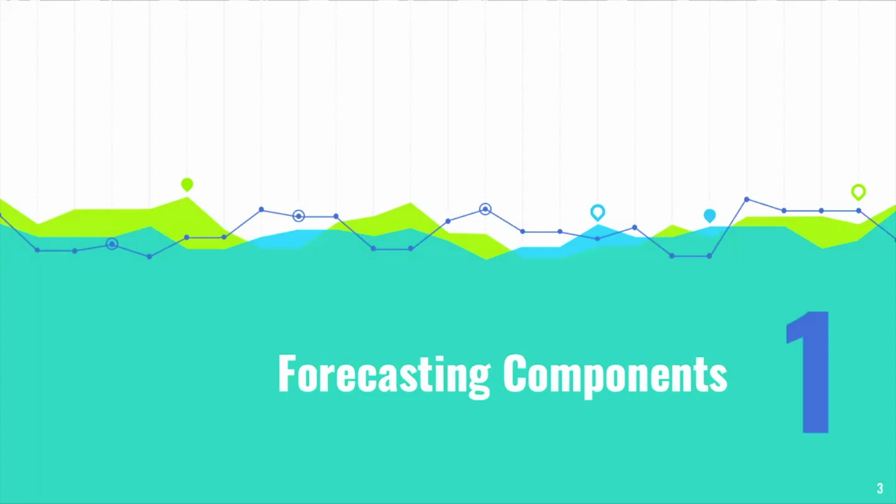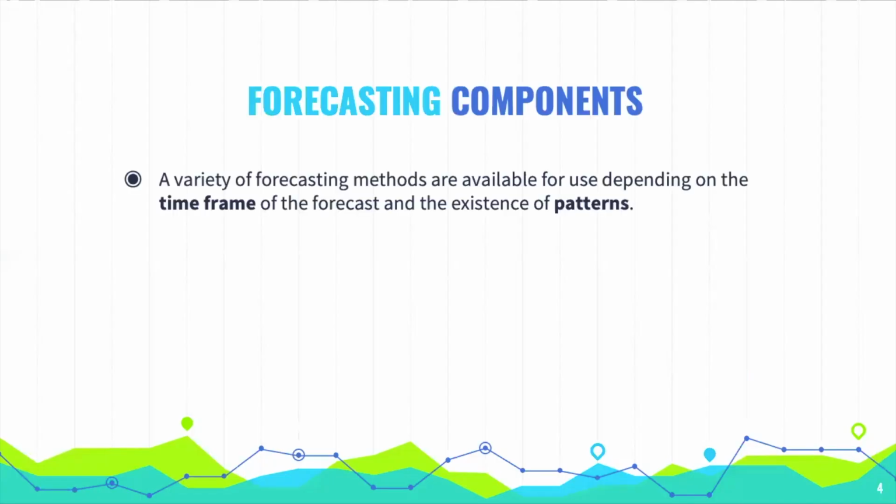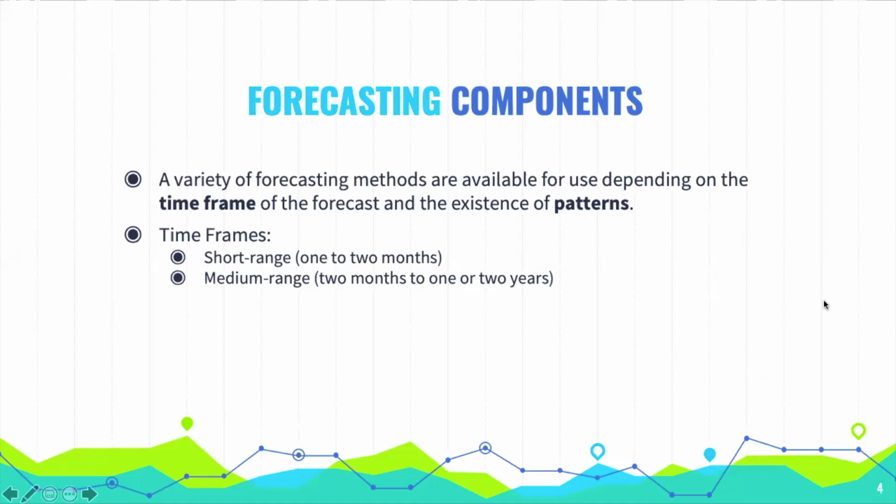First, before we discuss the techniques, let's first discuss the components of forecasting. There are a variety of forecasting methods that are available for use depending on two things. First, the time frame of the forecast, and second, the existence of patterns. As to time frames, it can be a short range forecast, for example, 1 to 2 months. It can be a medium range from 2 months to 2 years, and it can be a long range forecast, which can range from more than 1 or 2 years.